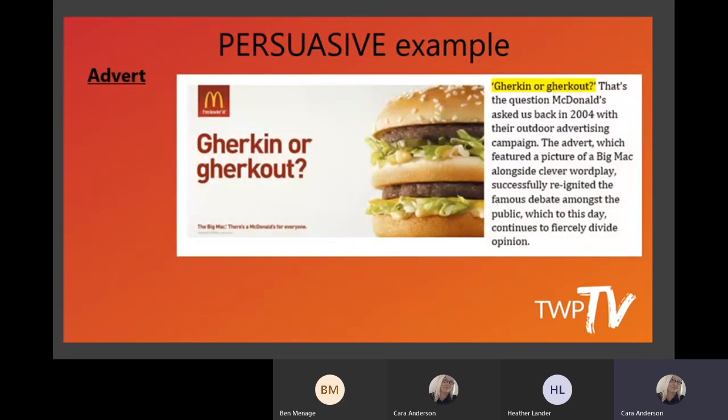So an example for this, an advert. I'm sure we're all missing McDonald's at the moment. I definitely am. Not that I eat it every day, but you know, once a week is fine. Looking at this advert from McDonald's, why is this persuasive? What is in there? Picture of the burger. Yeah, so that picture's definitely persuaded me. What else? A rhetorical question. Yeah, so there is a question in there. There's a quote at the bottom saying Big Mac, there's a McDonald's for everyone. So that's persuasive.